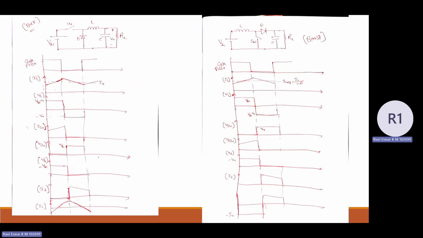So you can find the switch average current, switch RMS current, similarly the diode average current and diode RMS current. Actually, these are required to analyze the power losses in the converter. Once we have the waveforms, you can find the RMS currents and average currents. So that is what we have with respect to the buck converter and boost converter.